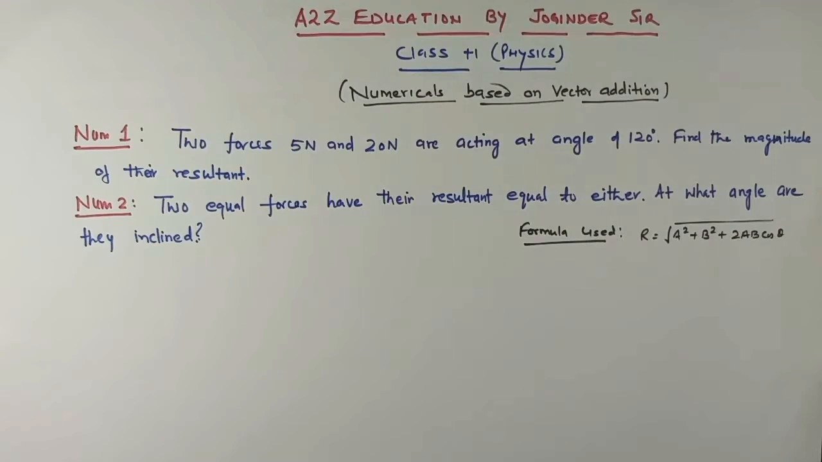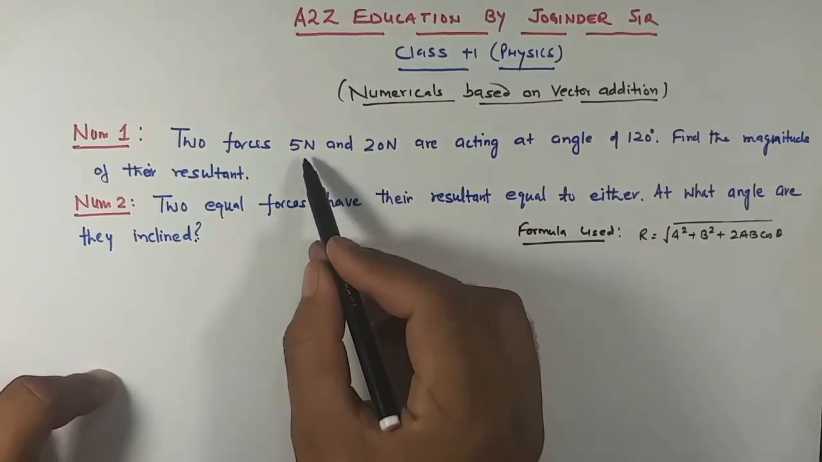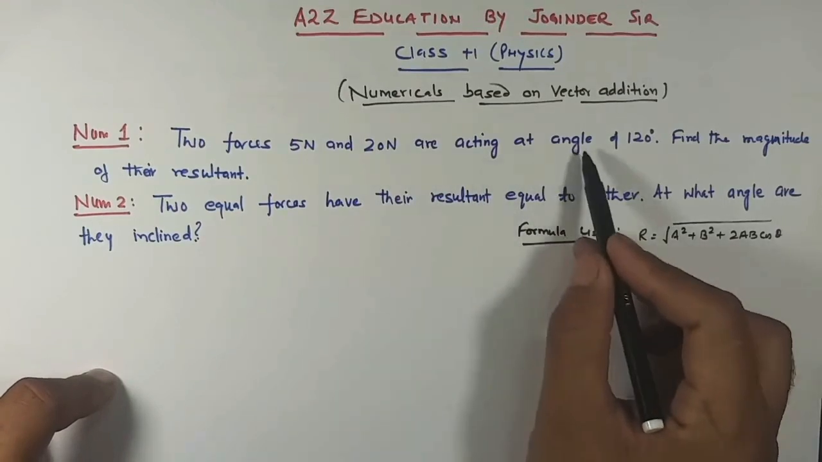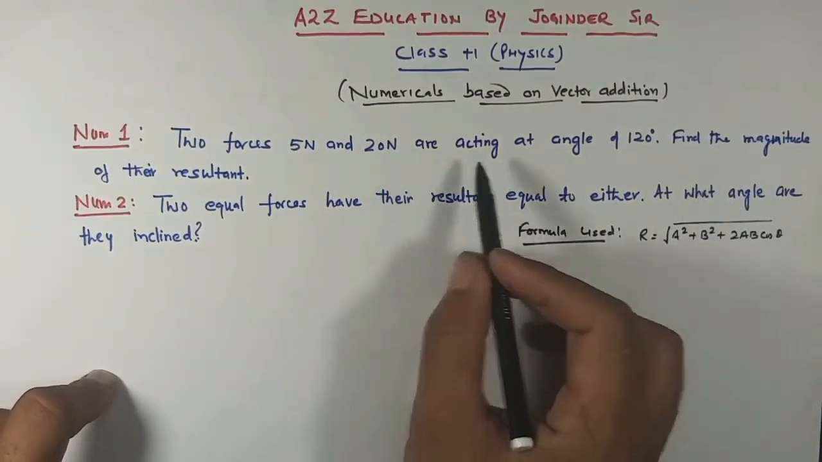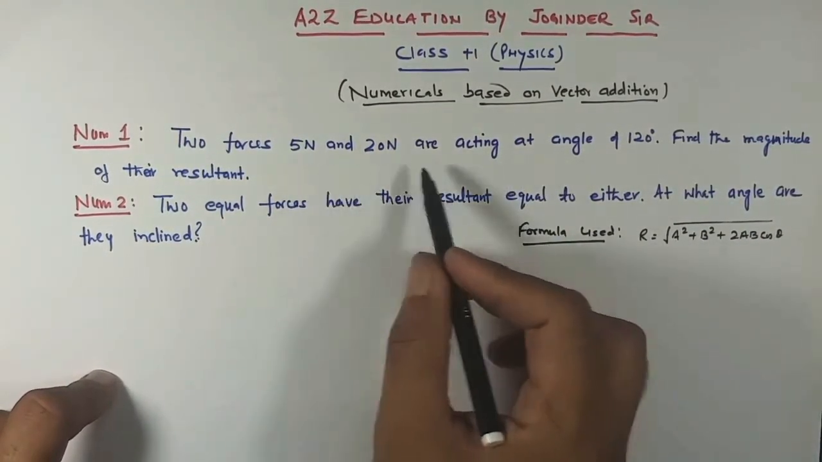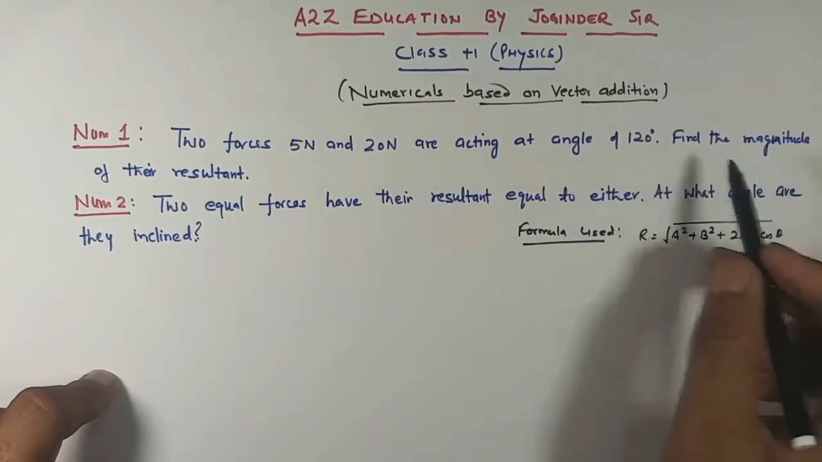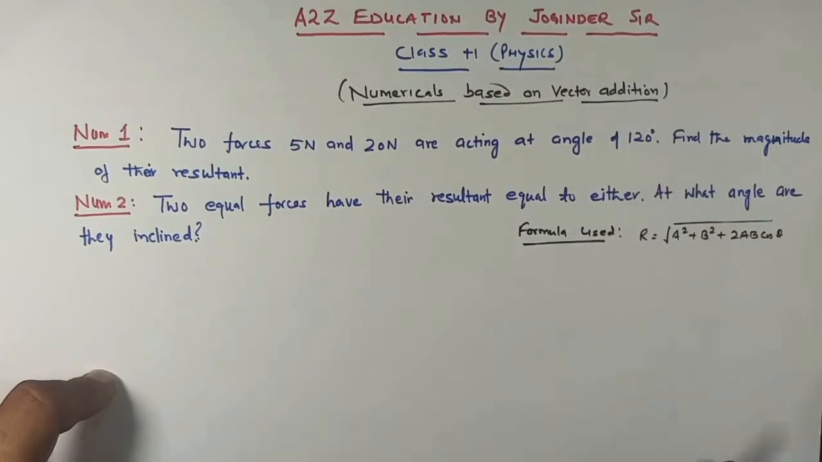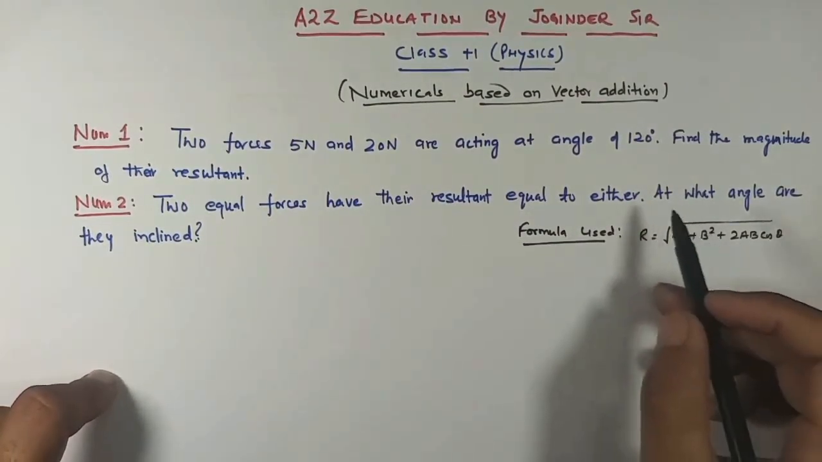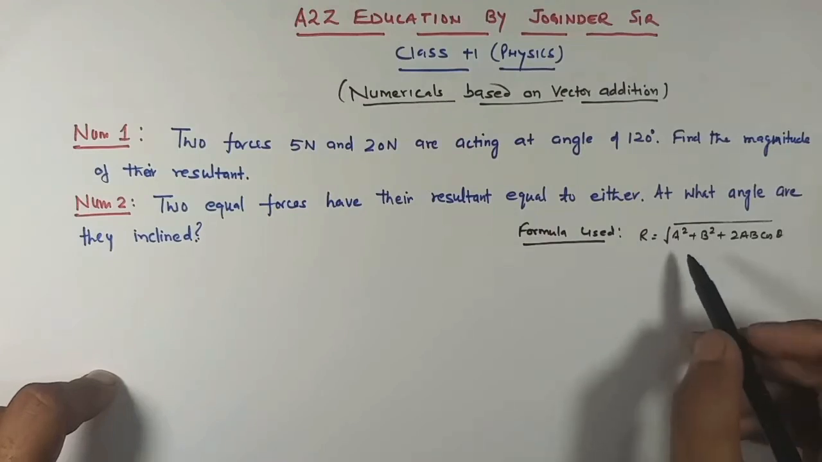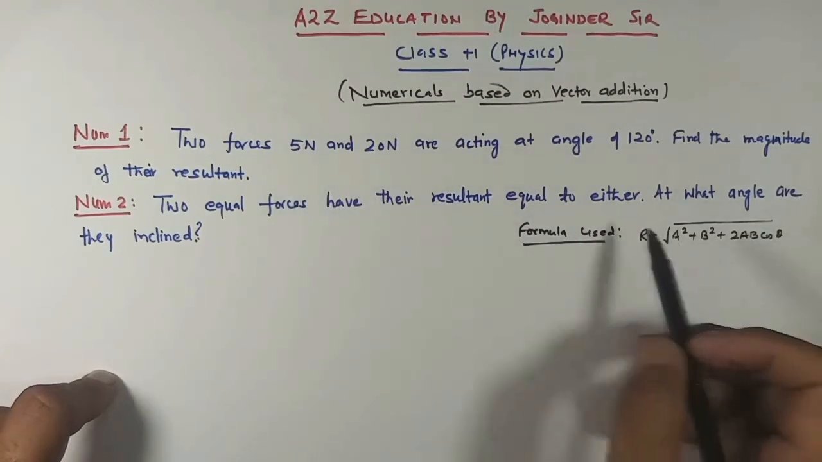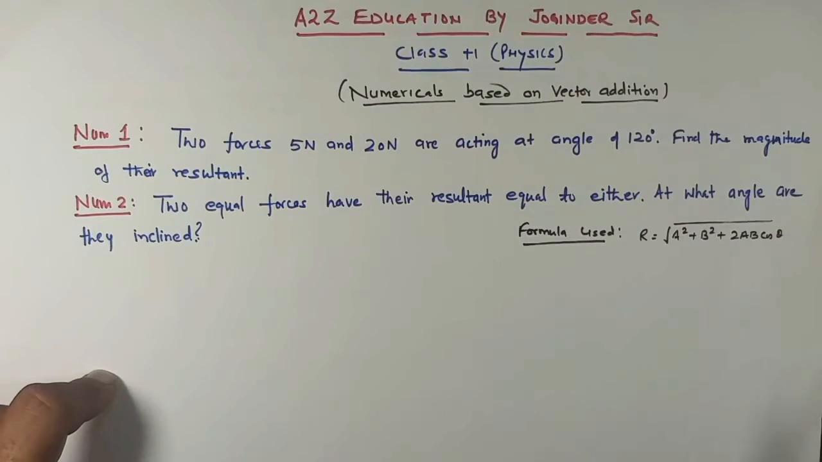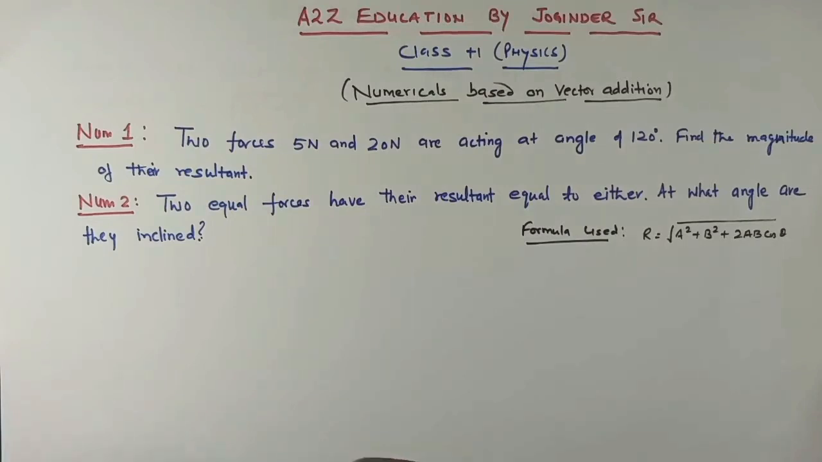The first numerical: two forces, one of 5 Newton and the other of 20 Newton, are acting at an angle of 120 degree. Find the magnitude of their resultant. We have to find the resultant when they are inclined at 120 degree. So we will use the formula of resultant R. Here we can assume the first force of 5 Newton as A, and the second force of 20 Newton as B, and apply the formula to find the resultant. So let's start here.